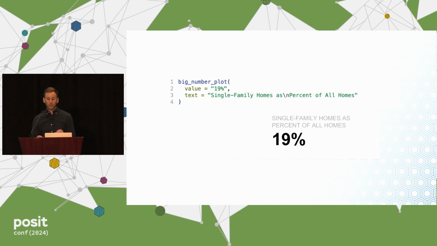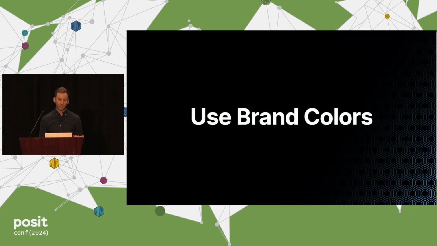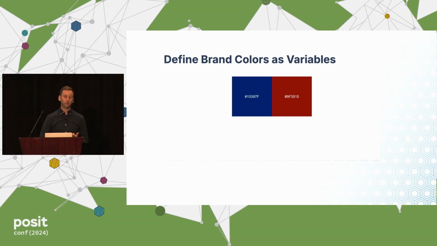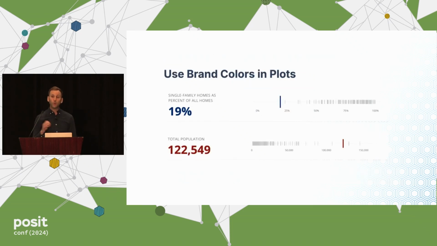Now that's looking good, but the problem is we don't have any color, right? It looks very generic. So let's use our brand colors. The first thing we typically do is we define our brand colors as variables. So if you remember these colors from before, we can define these as variables in R. PSC blue, PSC red.